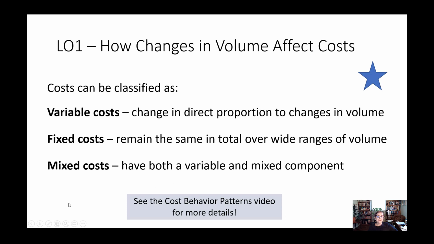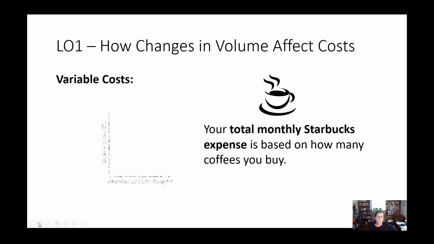Fixed costs remain the same over wide ranges of volume. So that means that they don't change in total. And mixed costs have both a variable and fixed component. There's some notes here. You can see the cost behavior patterns video for more details. There are a lot of videos that go with this chapter.